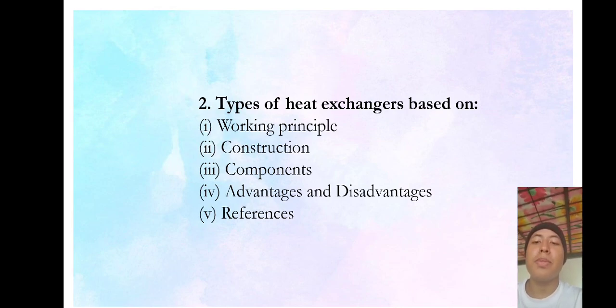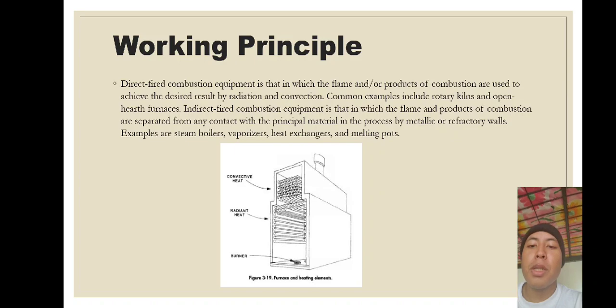question number 2, types of heat exchanger based on working principle, construction, components, advantages and disadvantages, and my reference. So working principle: direct fired combustion equipment is that in which the flame and or product of combustion are used to achieve the desired result by radiation and convection. Common examples include rotary kilns and open hearth furnace. Indirect fired combustion equipment is that in which the flame and products of combustion are separated from any contact with the principal material in the process by metallic or refractory walls. Examples: steam boiler, vaporizers, heat exchangers, and melting pots.